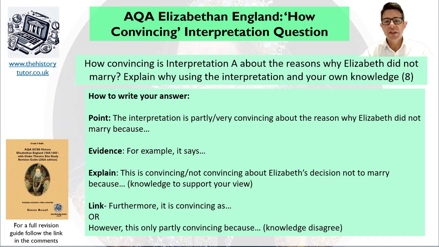Okay, then we get some evidence. We might summarize a sentence in the interpretation or give a short quote. Then we're going to say this is convincing because, and use our knowledge to support it. We've already listed our knowledge we could use, so we're going to use that to explain our ideas. If we can do a furthermore that is convincing with the second bit of knowledge, we can go for it. If we think it's only partly convincing, we might do a however and give some knowledge to disagree. So that's how we're going to set up our answer.